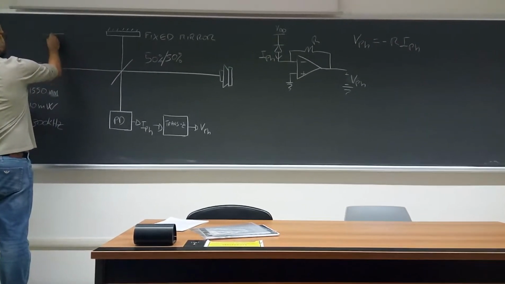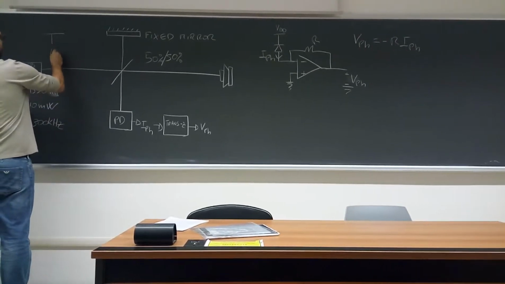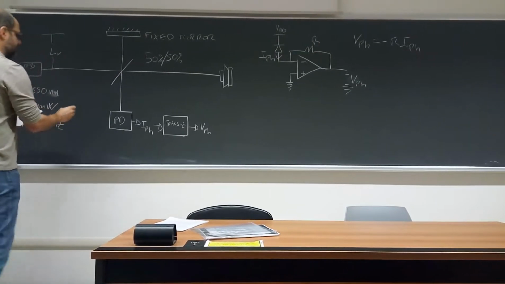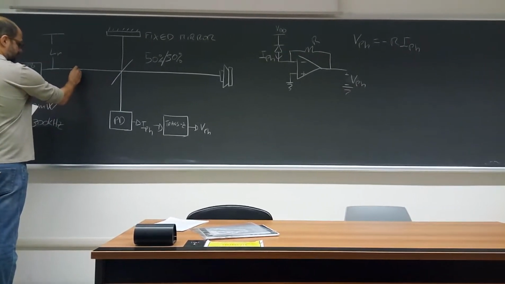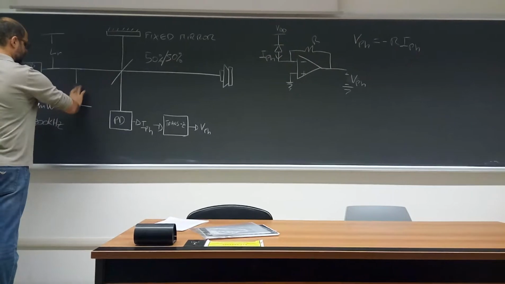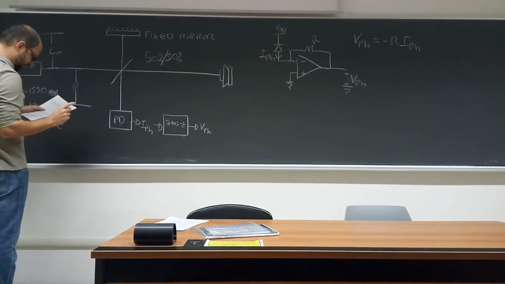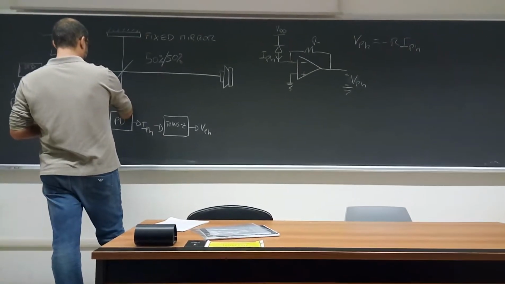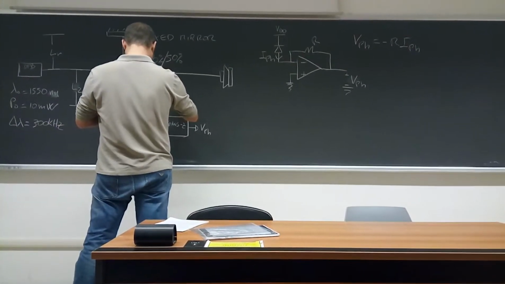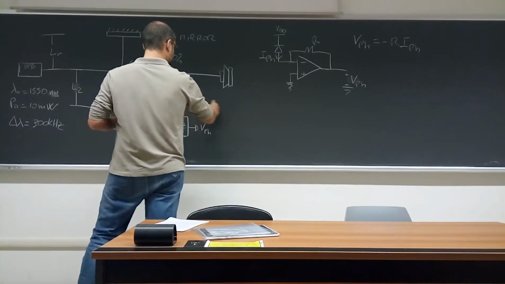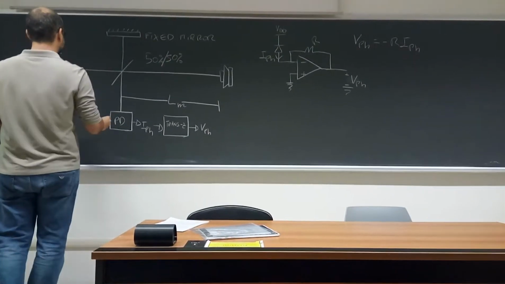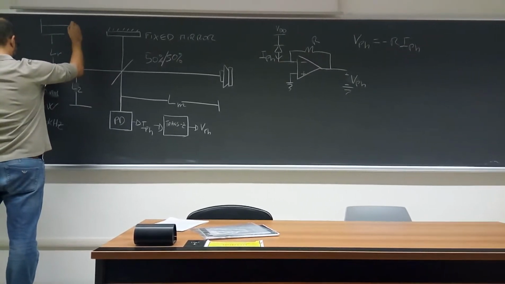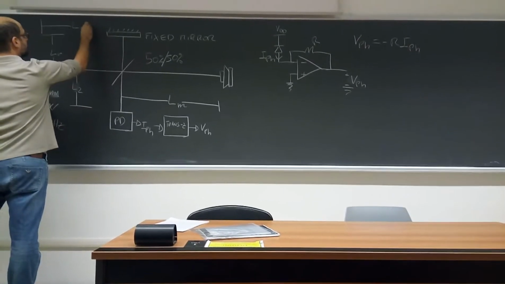Then you have also this quantity. This distance is called LR. Then this distance is called L2. Then you have Lm. And then you have L1.